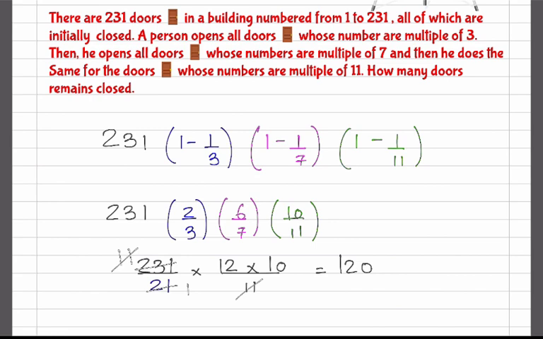There are 231 doors in a building, numbered from 1 to 231. Okay, understood. All of which are initially closed. A person opens all doors whose number are multiple of 3. Okay, so first of all, the person comes and opens all the doors which are multiple of 3. Then he opens all the doors which are multiple of 7. Then he opens all the doors which are multiple of 11. How many doors remain closed?